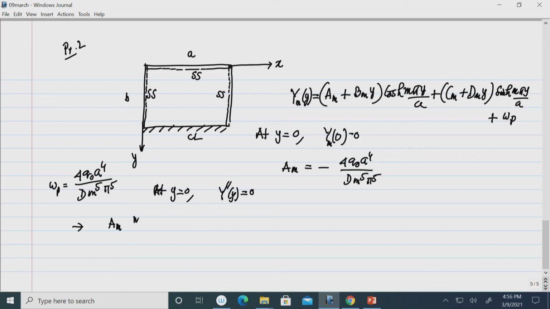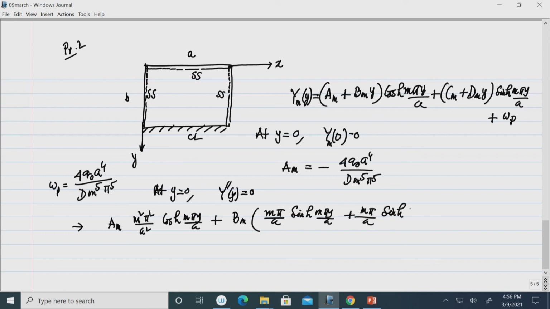So, a_m m square pi square by a square cosh(m pi y by a) plus b_m m pi by a sinh(m pi y by a) plus m pi by a sinh(m pi y by a) plus y m square pi square by a square cosh(m pi y by a).